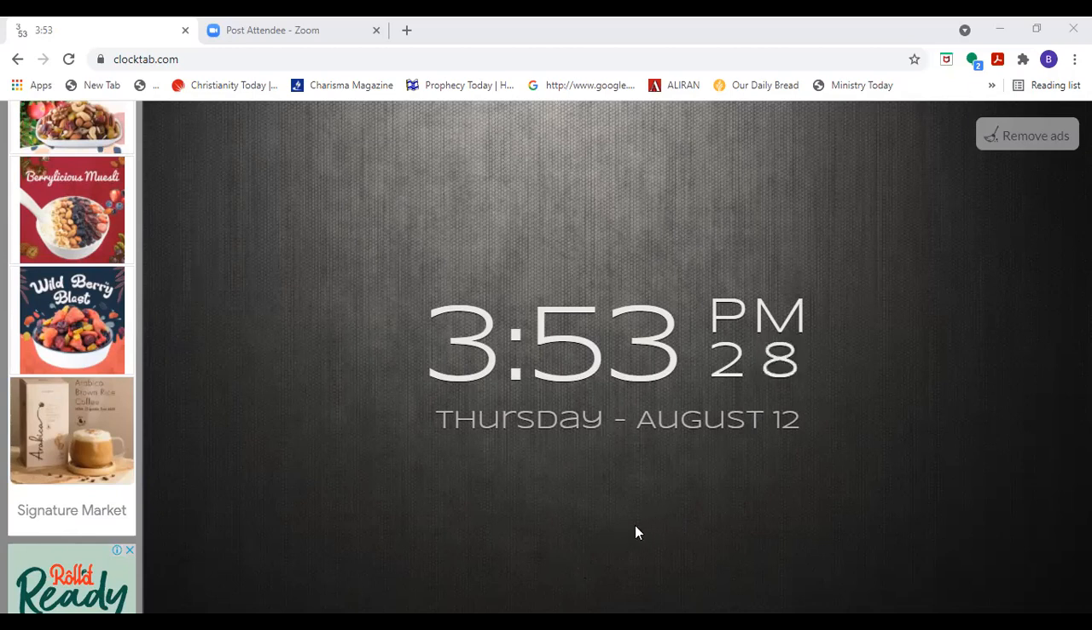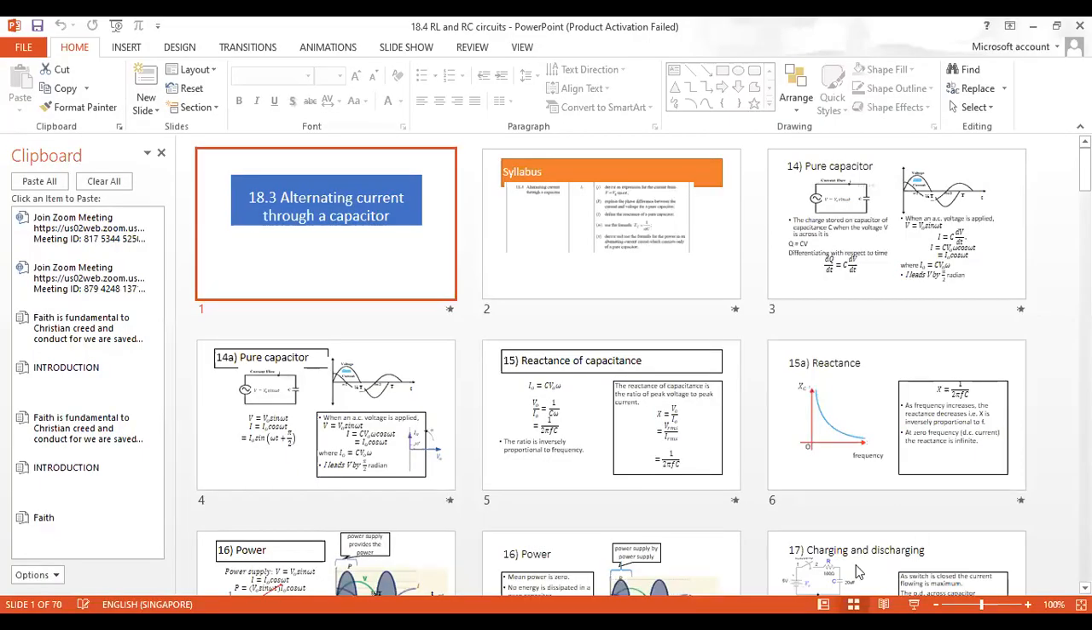Okay, let's try to finish our pure capacitor. Then we need another 1 or 2 hours to finish the whole thing. We are still right on target. After that, we should use the revision time. Okay, let's carry on.